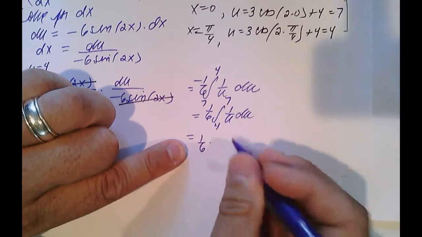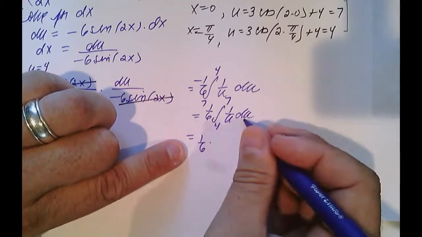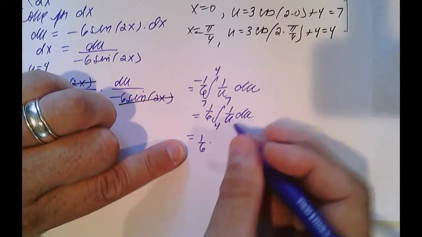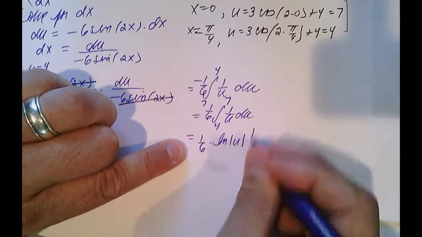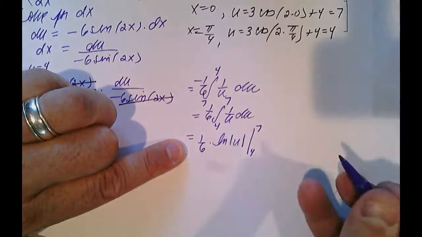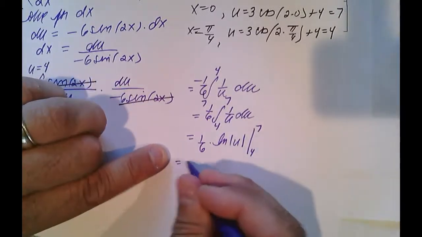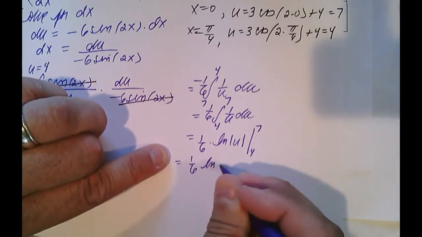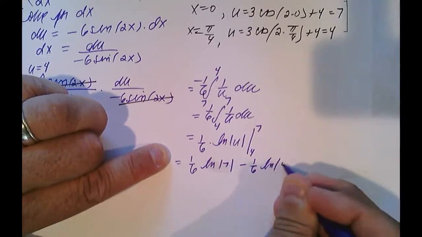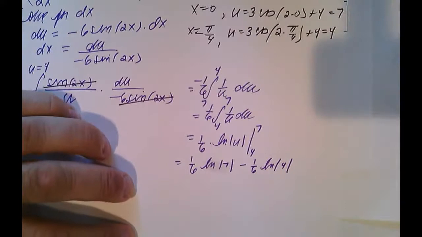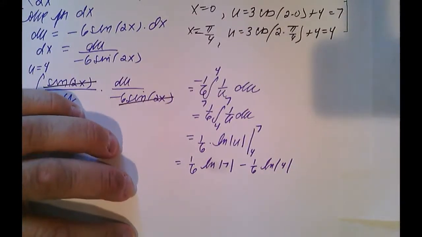I've got 1/6 times the integral of 1 over u du. Well, what is the integral of 1 over u? That's the natural log of the absolute value of u. Evaluate from 4 to 7. We plug in 1/6, the natural log of the absolute value of 7, minus 1/6, the natural log of the absolute value of 4. That is a fabulous answer. I would encourage you to stop if you're on the free response, but you might be on the multiple choice.